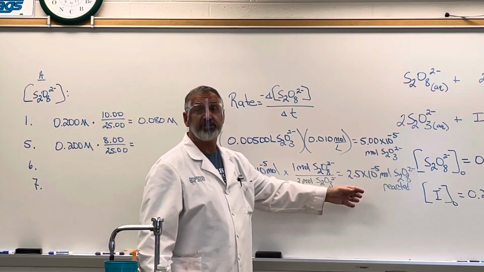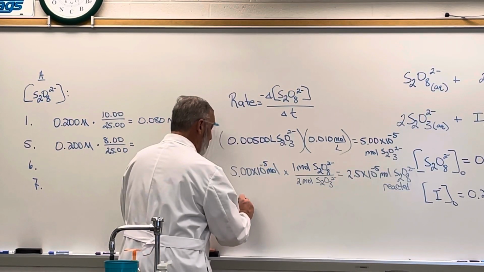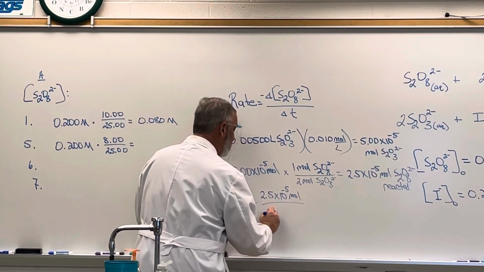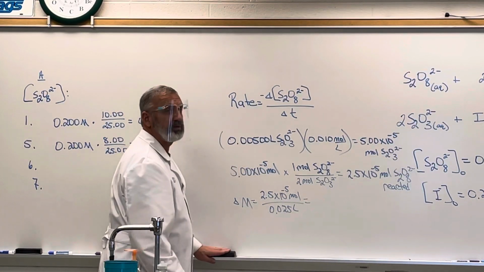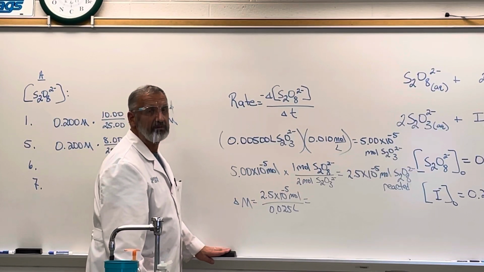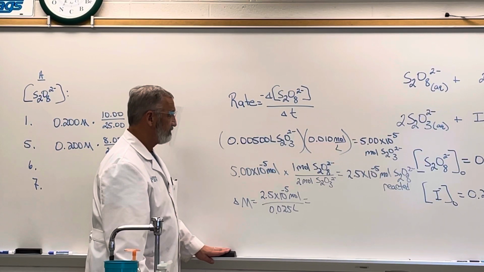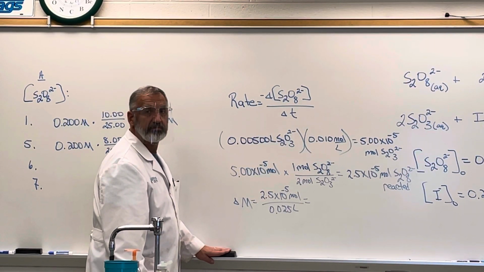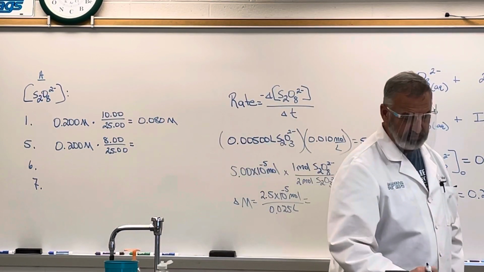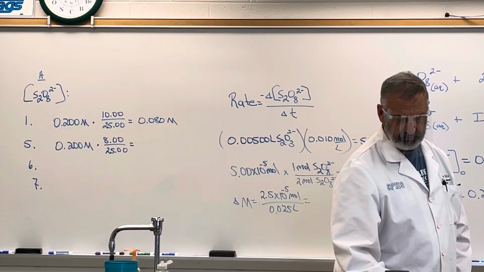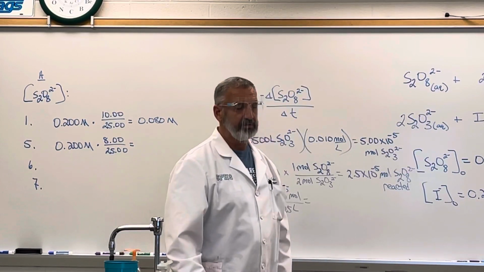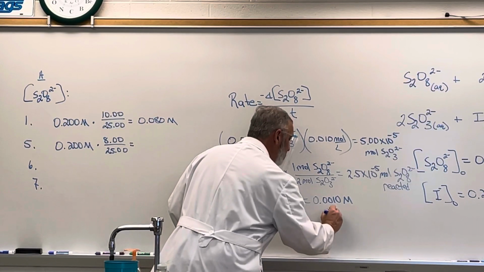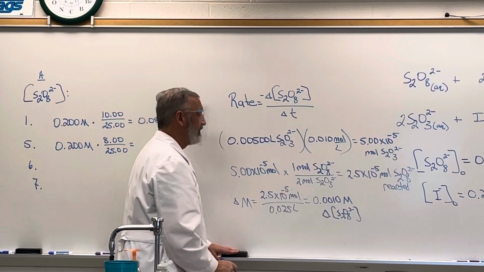So how many liters was this in? What was our total volume? 25 milliliters again. So the change in the molarity is equal to 2.5 times 10 to the minus 5 moles divided by 0.025 liters. And that comes out to 0.0010. Yeah, it's 0.0010. This is equal to my change in the S2O8. Okay? That's my change here.